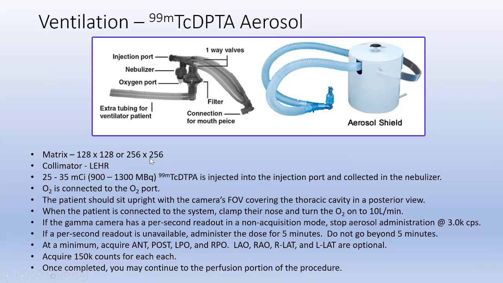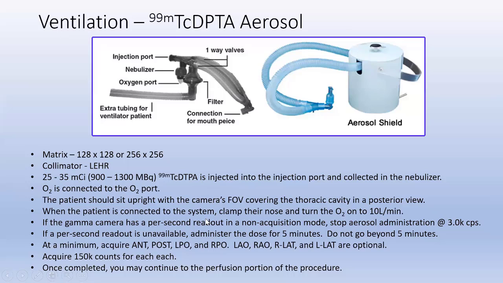We're going to do a 128 or 256 matrix, again, a high resolution collimator. You're probably going to give somewhere between 25 and 35 millicuries or 900 to 1300 megabecquerels of technetium DTPA. That's going to be injected in here into the port. It's then going to reside in the nebulizer. The patient should be sitting upright, again, with the FOV covering the entire lung.